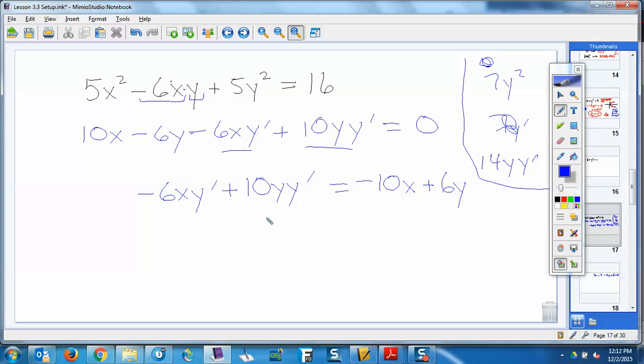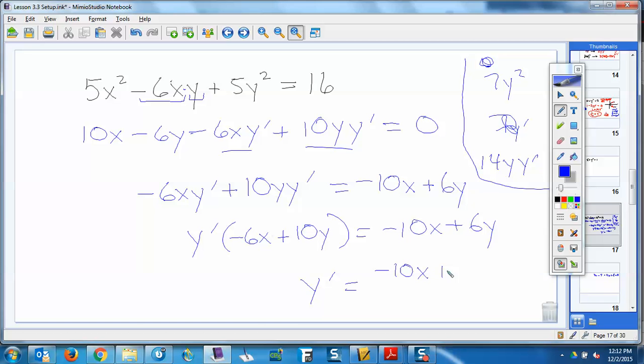Okay, so what do we do on the left side then? Take out a y prime, and you get negative 6x plus 10y. Over here you just have whatever you have, and then you divide by that big quantity. Every one of these problems will look the same when you do it this way. You'll have 1, 2, or 3, probably at the most, y prime terms. Leave them together, move all the non-y prime terms to the other side, and then you take out a y prime, and then you can divide.